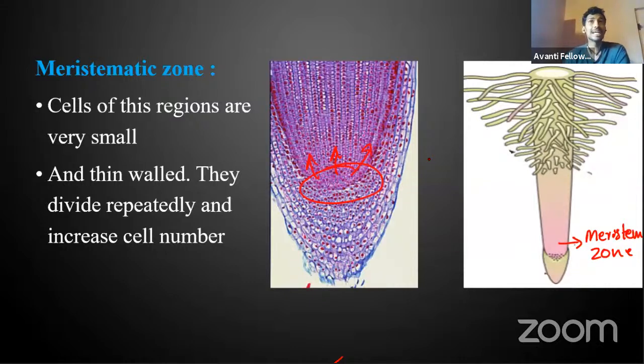They need not get toughened or anything, right? Because if it's xylem or a supporting structure, then it should have a higher concentration of cellulose or a thick wall, but these do not have that kind of function. The only function is to keep on dividing, right? That's why these are thin walled and they divide repeatedly and increase the cell number, because the root has to grow.